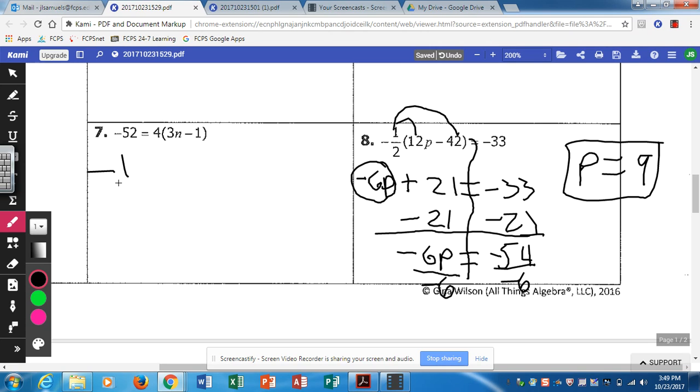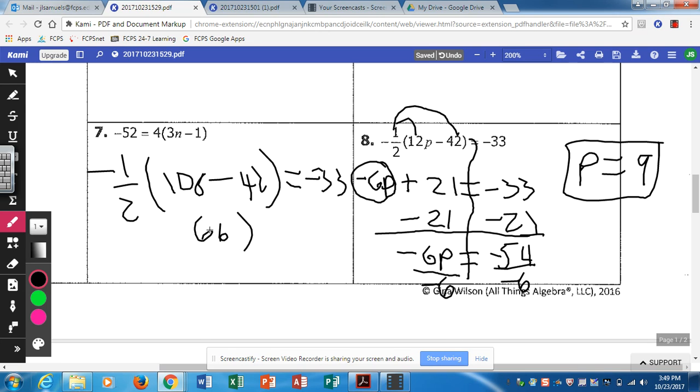So we get negative 1/2, 12 times p. Well, what is 9 times p? 12 times 9 is 108. And then we have minus 42. And all of that should give us an answer of negative 33. Okay. So now, what is 108 minus 42? Well, 108 minus 42 gives us an answer of 66.